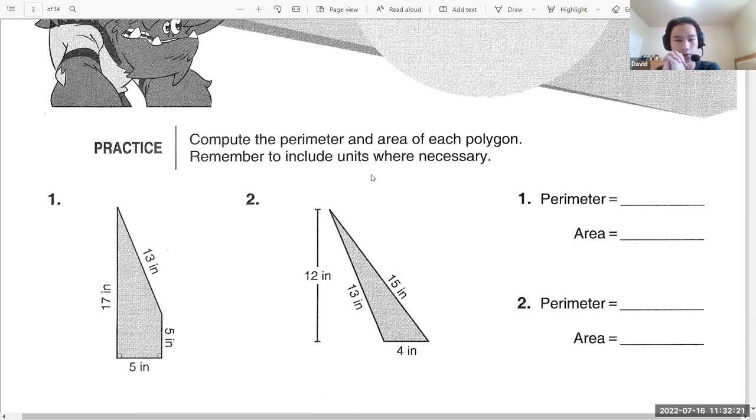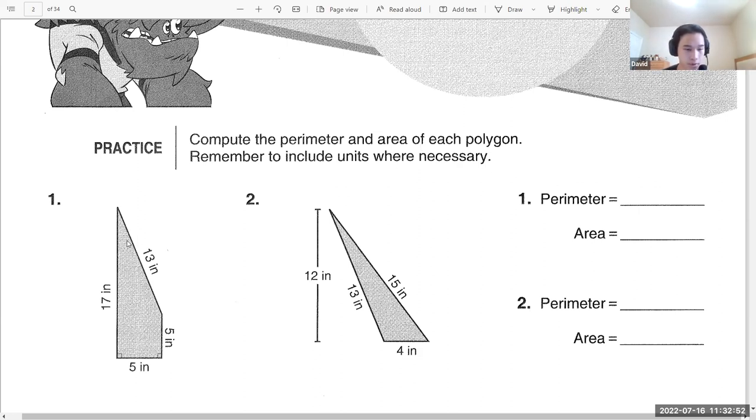Compute the perimeter and area of each polygon. All right, first question here. So perimeter and area, we did not talk about it in this lesson just now, but I'm assuming we have covered it somewhere before. So hopefully we know that. Otherwise, we can certainly talk about this. So let's take a look at just question one here. Compute the perimeter and area of each polygon. Remember to include units where necessary.